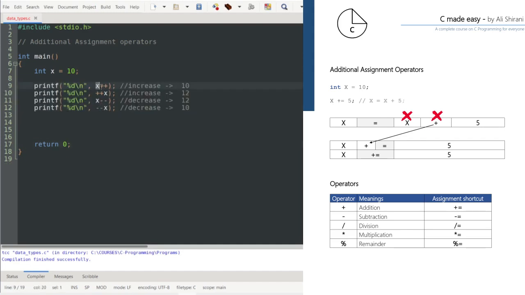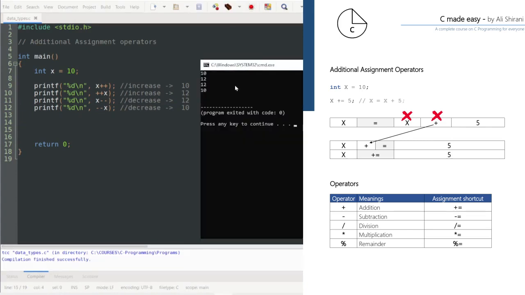Okay. The same way, X plus plus, plus plus X. This is appending. This is prepending. This is again the minus minus operator. This is the decrement operator. This is appending, and this is prepending. Now, what exactly would be the output? Output would be different, of course. Output is 10, 12, 12, 10. Why? Let me explain that to you.